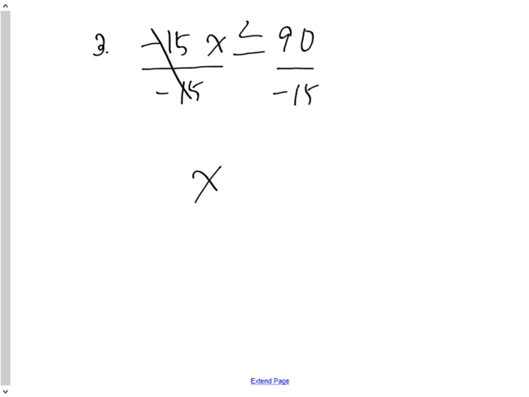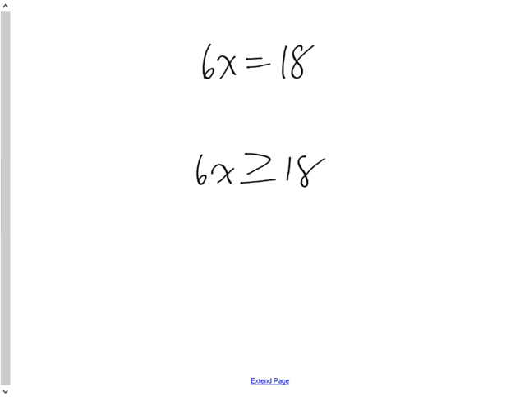But the rule is whenever you multiply or divide both sides of an equation or an inequality, excuse me, by a negative value, you must flip the sign in order for it to be true, which will be all values greater than or equal to negative 6 for the x value will make this true. So it says, what process would you use? You would divide both sides by negative 15, and you would flip the sign.